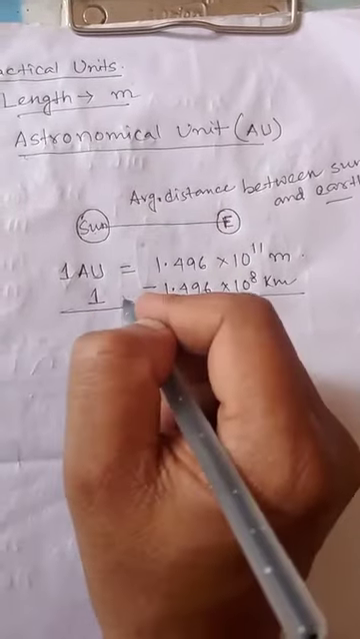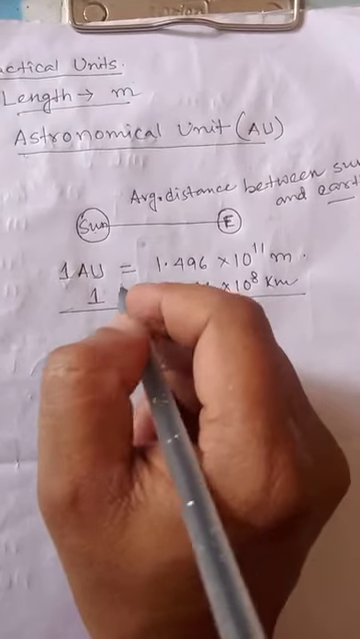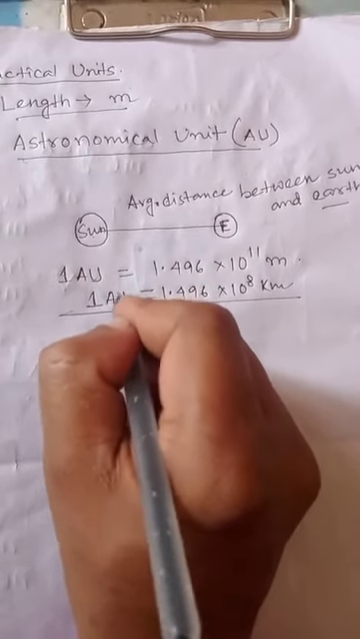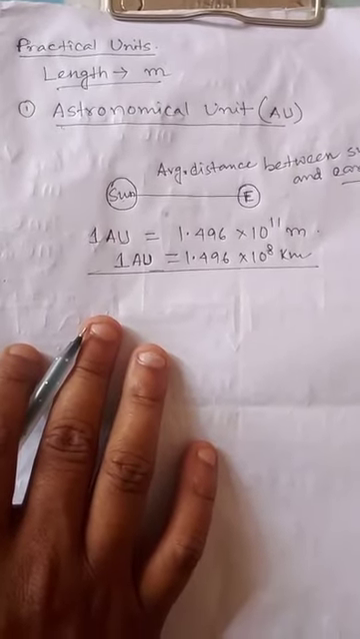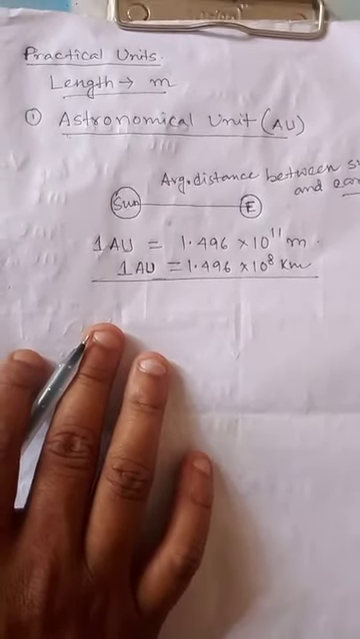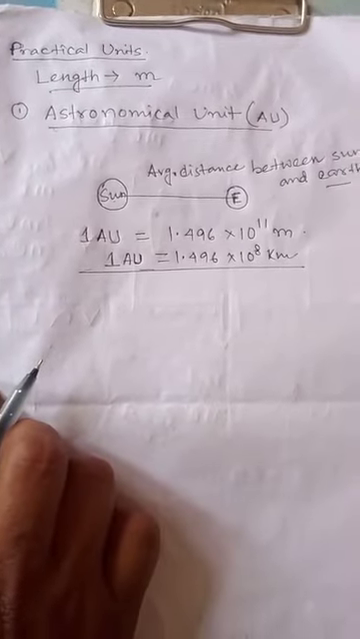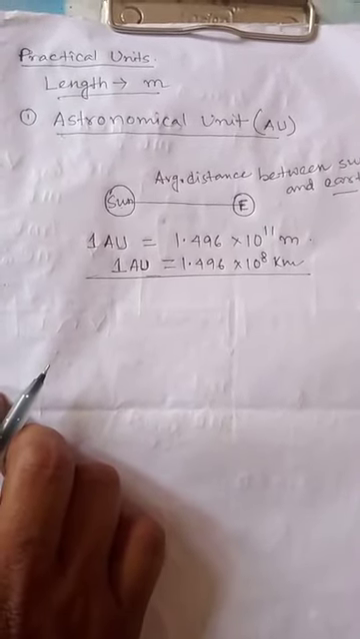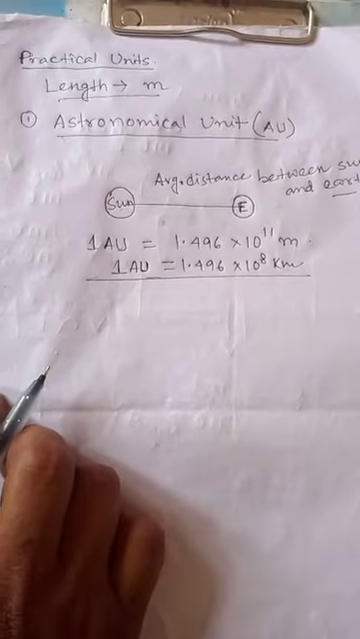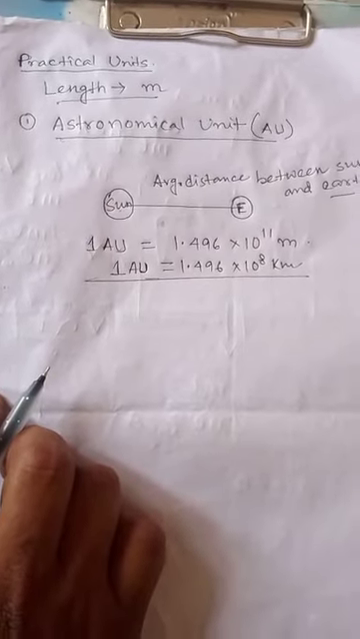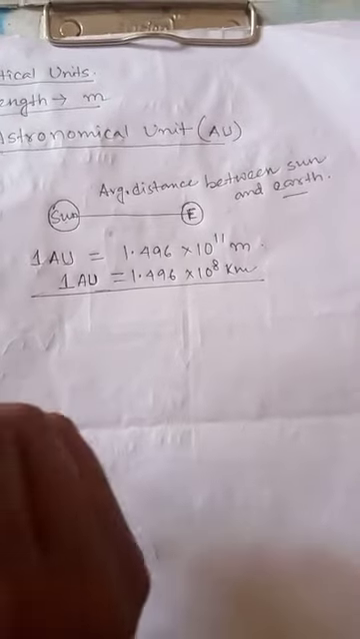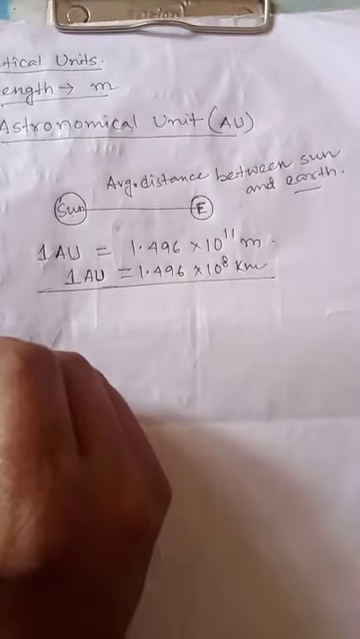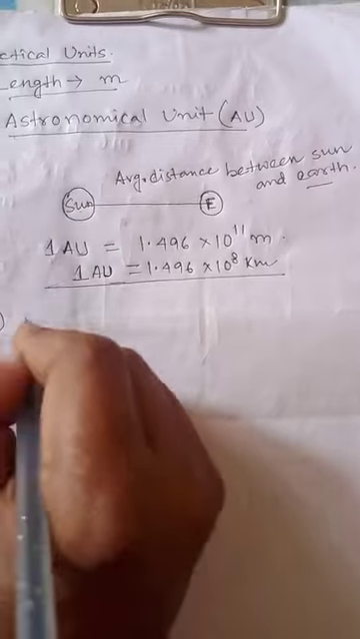When we measure bigger distances, we use a unit like the astronomical unit, for example the distance from the earth to any star, earth to moon or any other planet, as well as earth to sun. Another practical unit of length is the light year.